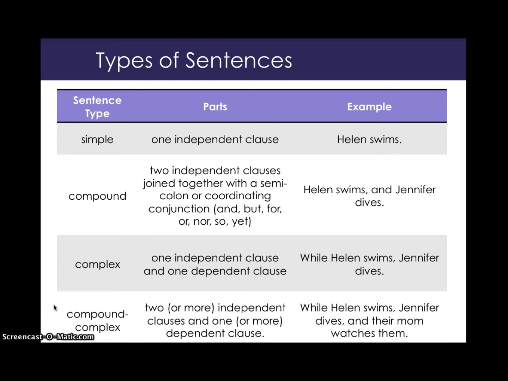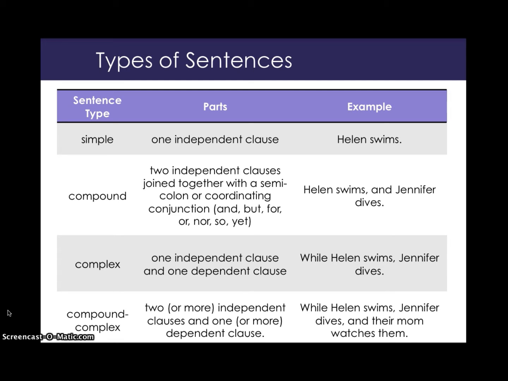Now we're going to go over the types of sentences, and there's 4 types we're going to look at. The first is simple, and that's just one independent clause. So the example from the first slide, Helen swims. We have a subject and we have a verb. It stands alone as a sentence.